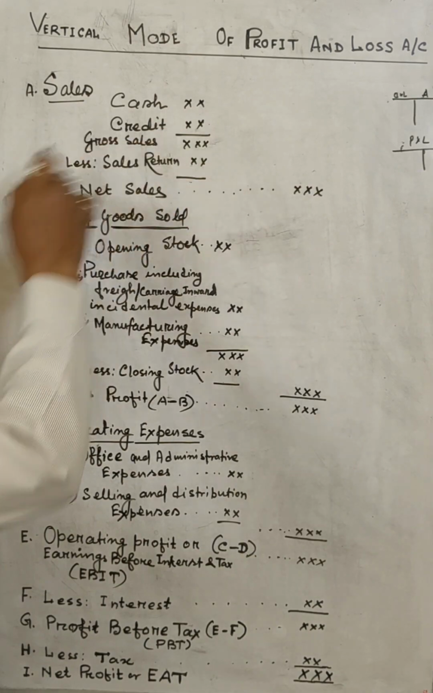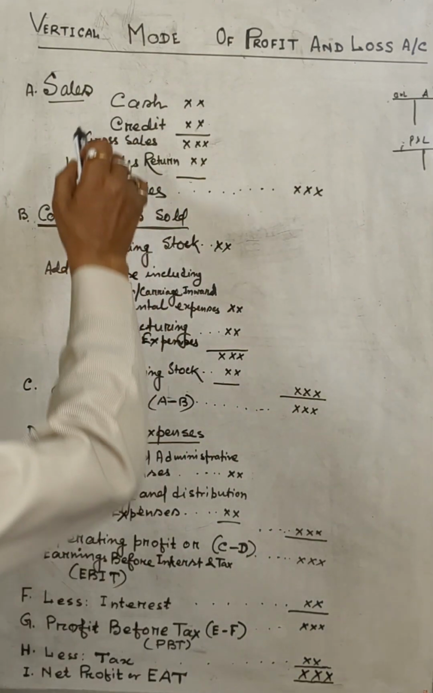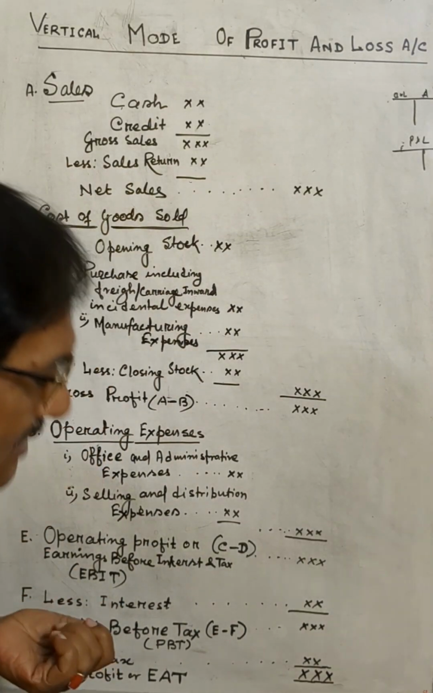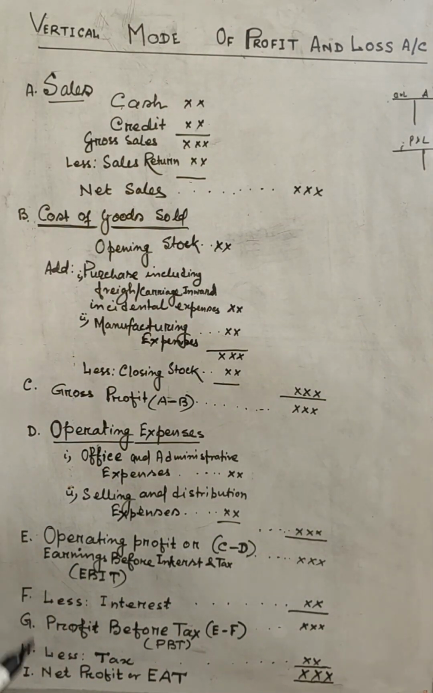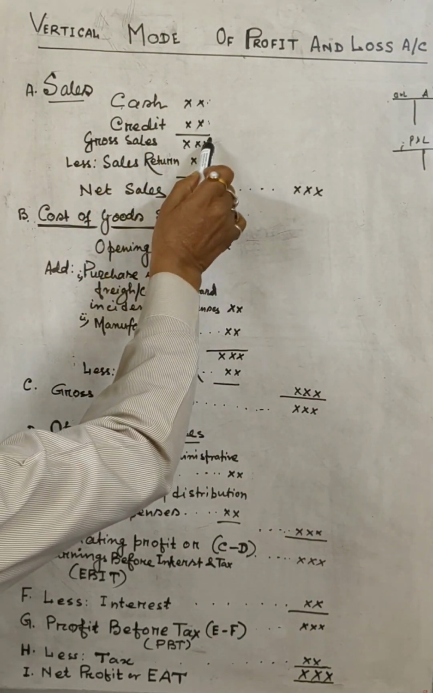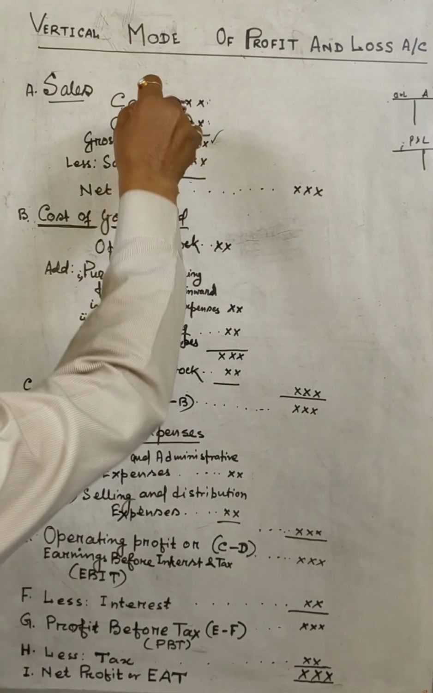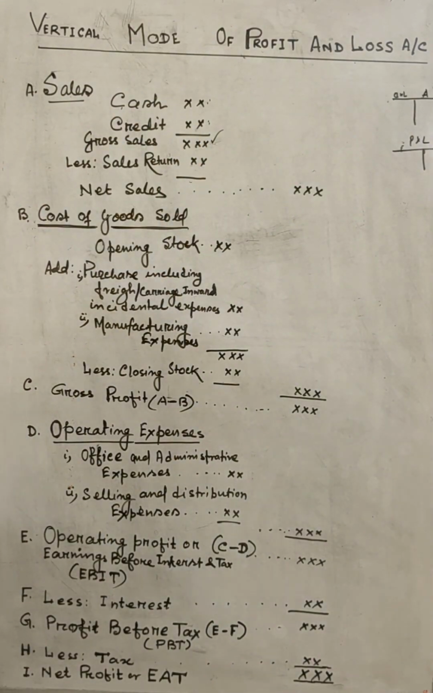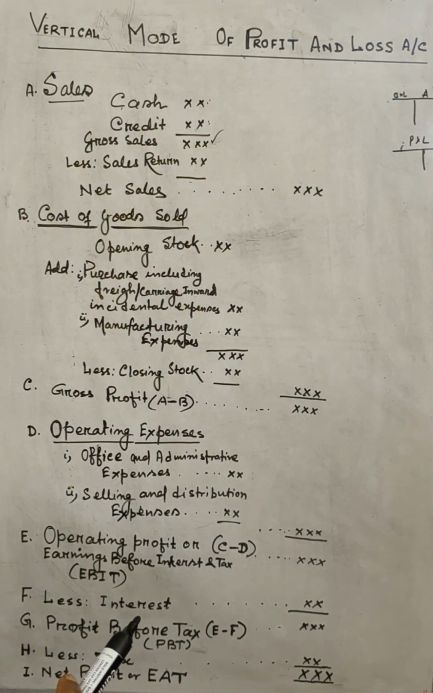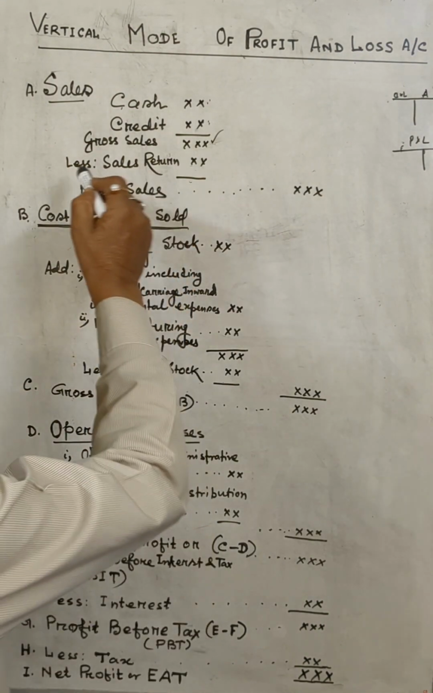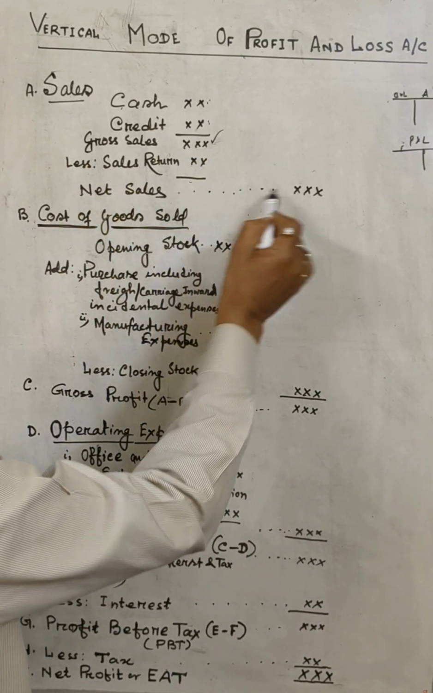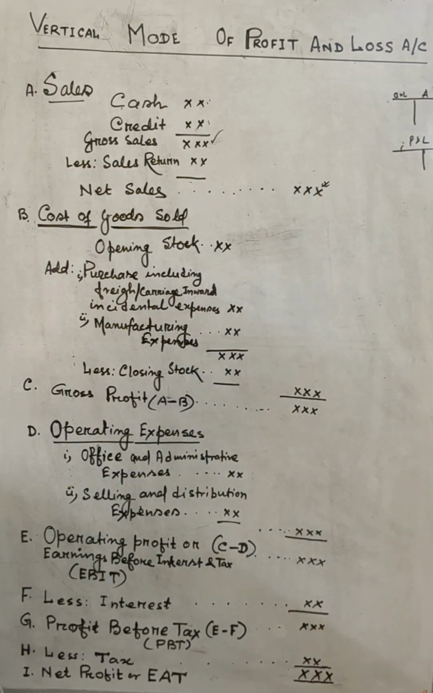First, see sales. Sales are basically of two types: cash sales and credit sales. You can sell for direct cash and you can sell through credit also. That's why these two positions are given, and after adding them you will get the gross sales. It is very common that some portion of the sales is returned for various reasons. That means sales return. From the gross sales, if you subtract the sales return, you will get the net sales.